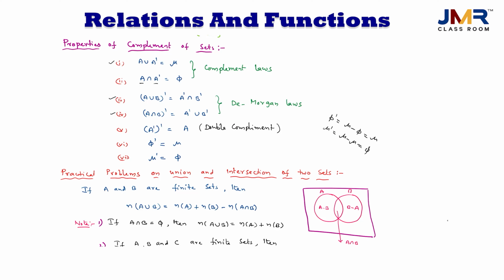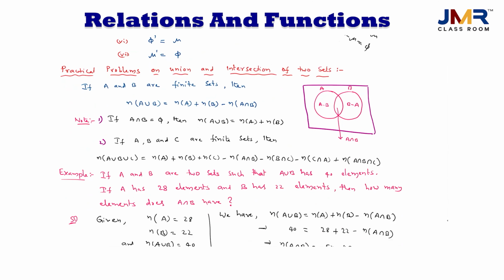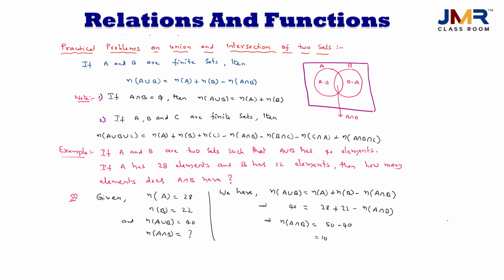Now, practical problems on union and intersection. If A and B are any two finite sets, then this is the formula, very important: n(A union B) equals n(A) plus n(B) minus n(A intersection B).